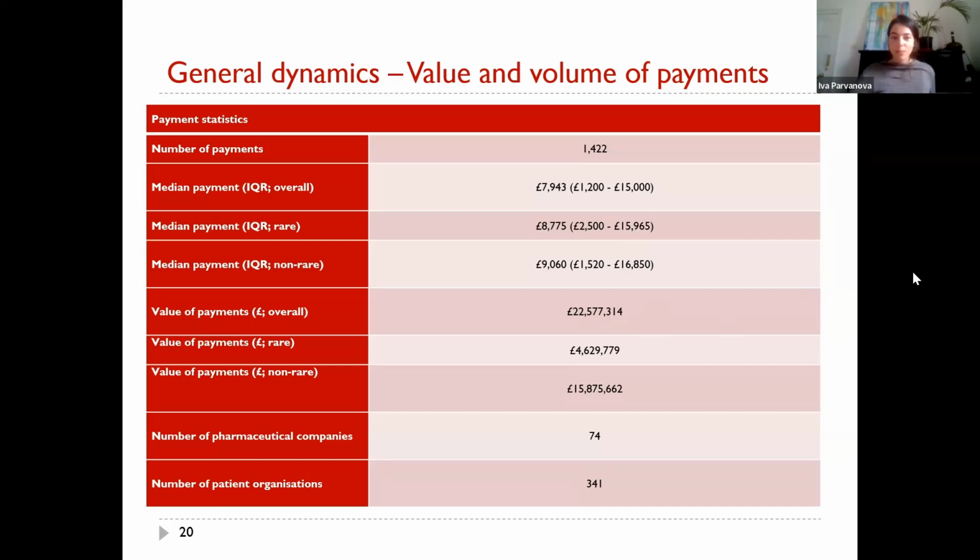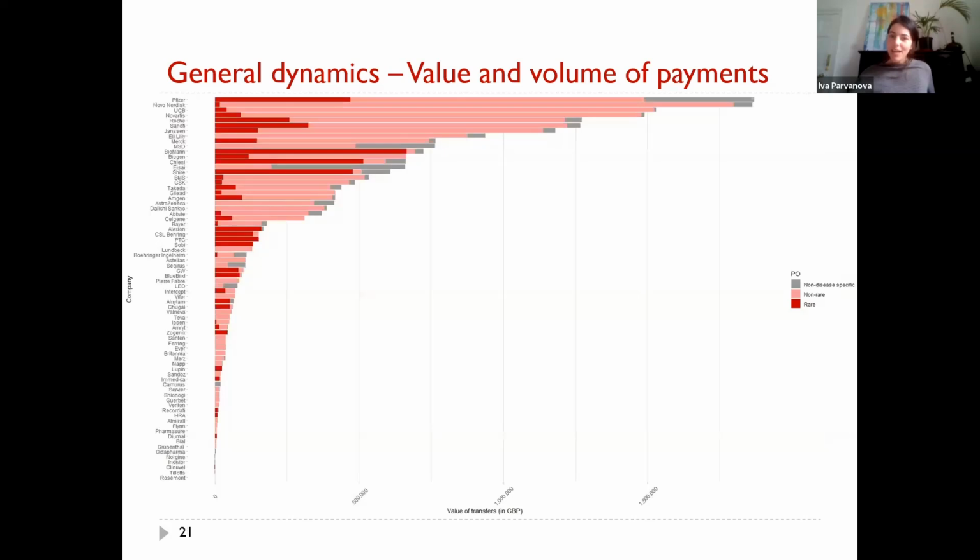And then next, we also looked at the distribution of funding across funders, and we saw that the top 3 funders were Pfizer, Novo Nordisk, and UCB. You can see in this graph, and a graph that I'll be presenting shortly, that we separated the patient organizations into rare focused, non-rare focused, and non-disease specific. So if at any point the percentages when I'm talking about rare and non-rare don't add up to 100, it's because the remaining goes to non-disease specific patient organizations.